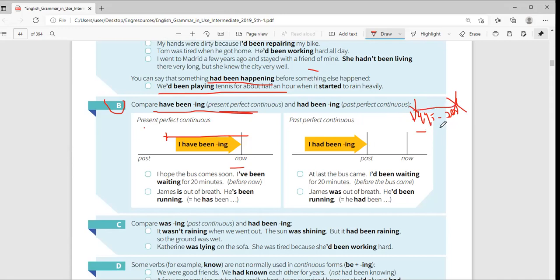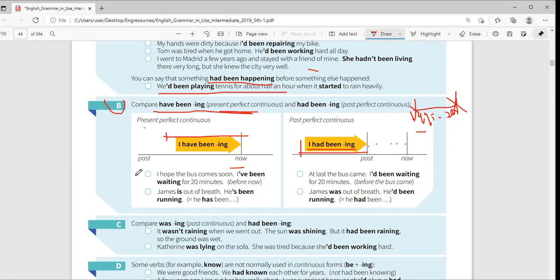So I had been living in Baidoa before I came. How was it? It was nice. I had actually been living there for 6 years before I moved. I moved in the past, but before that, I had been living there. That is why you see this picture here. It says, I had been, meaning started somewhere in the past and continued until the past. But it does not come to now. Past perfect continuous does not come to now.